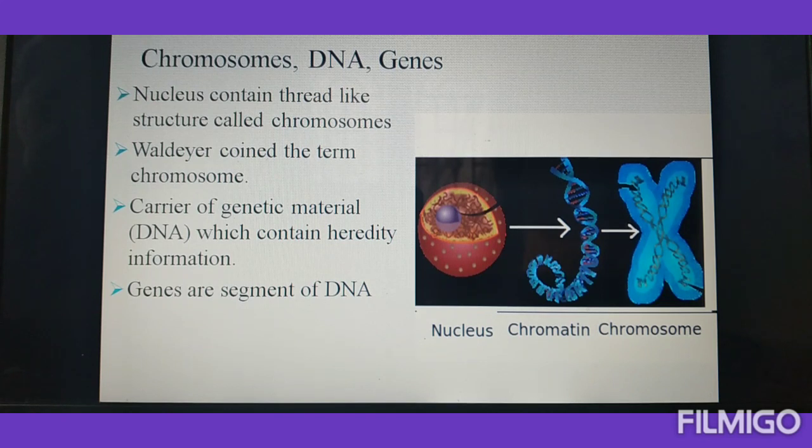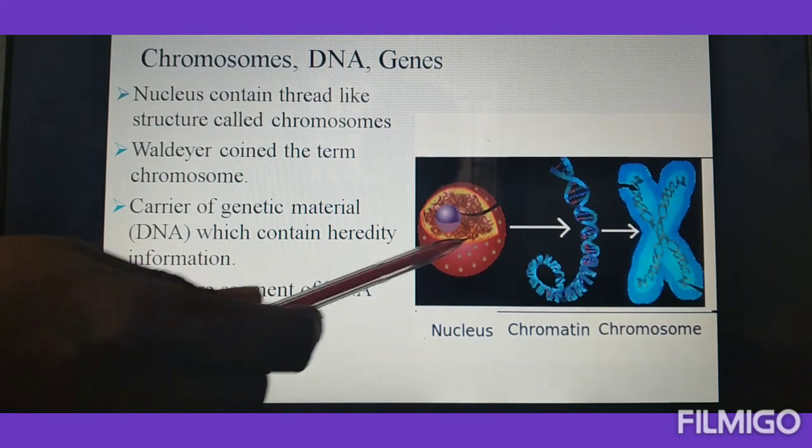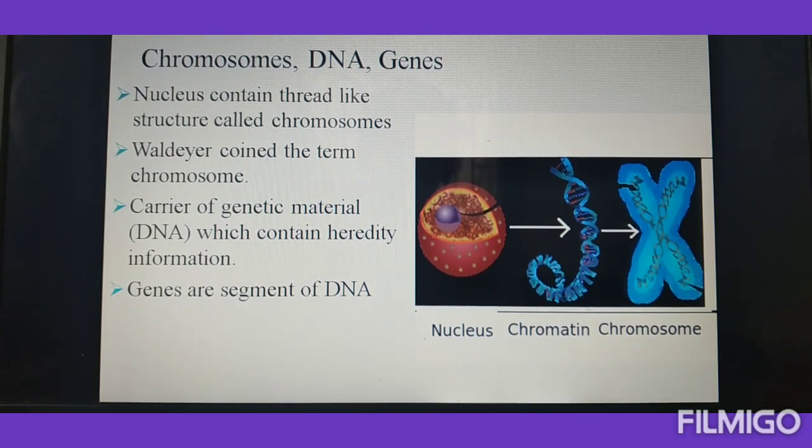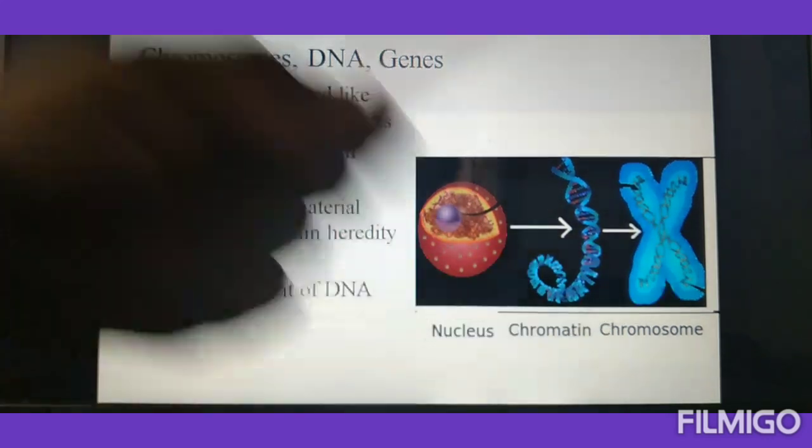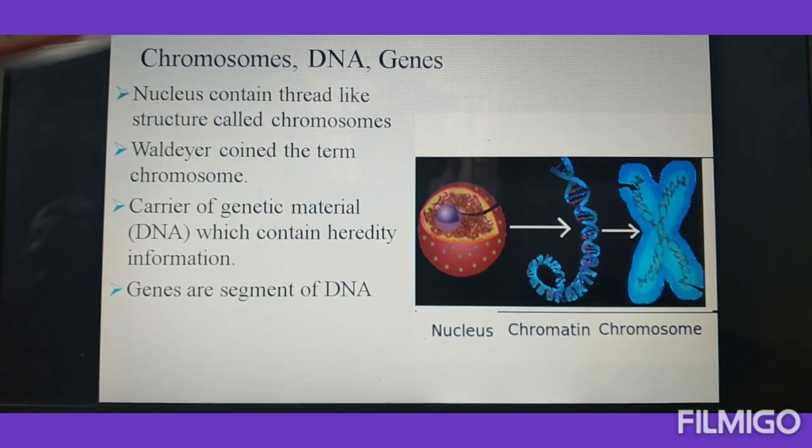Now let's study the chromosomes, gene and DNA. The human body is made up of millions of cells. The nucleus of each cell contains thread-like structures called chromatin fibers. During cell division, these chromatin fibers condense and form the chromosome. Each chromosome duplicates and forms exact identical copies of itself, which are called sister chromatids.